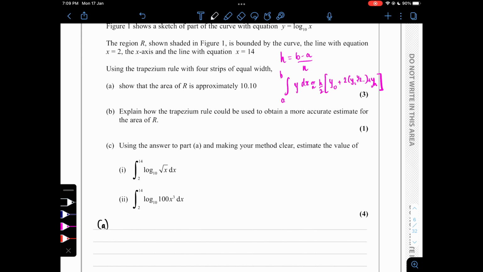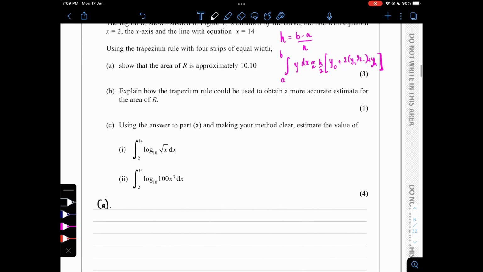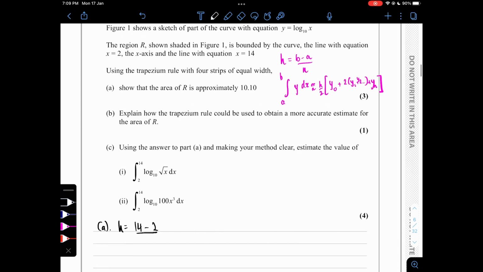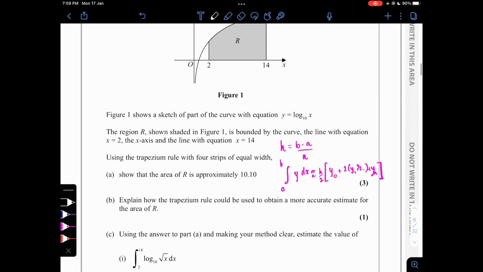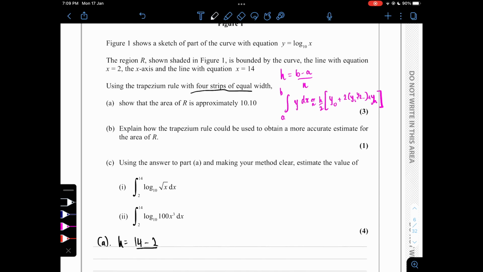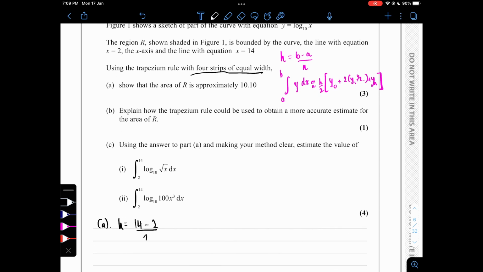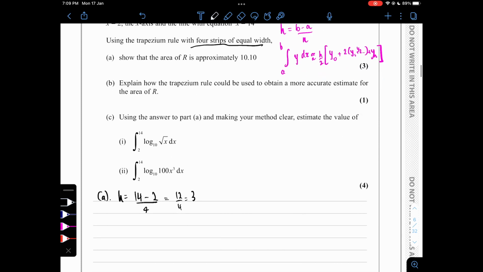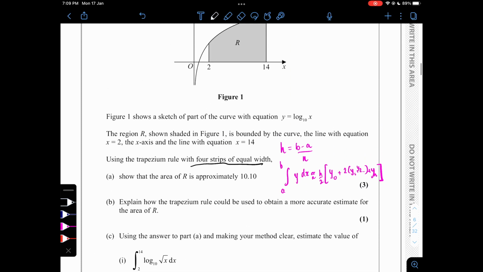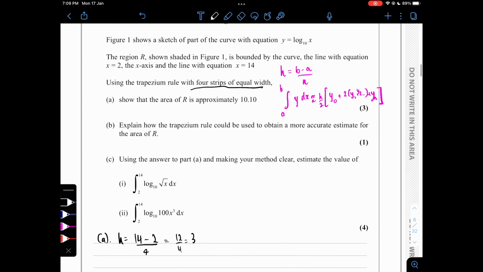So let's first work out the height. We have b minus a, where the limits give 14 minus 2, over how many strips they said: 4 equal strips. So our n is 4, so that's 12 over 4, which is 3. Okay, so what do you do from here? So we had 3 each. So 2 plus 3 is 5, 5 plus 3 is 8, 8 plus 3 is 11, and then we have 14.